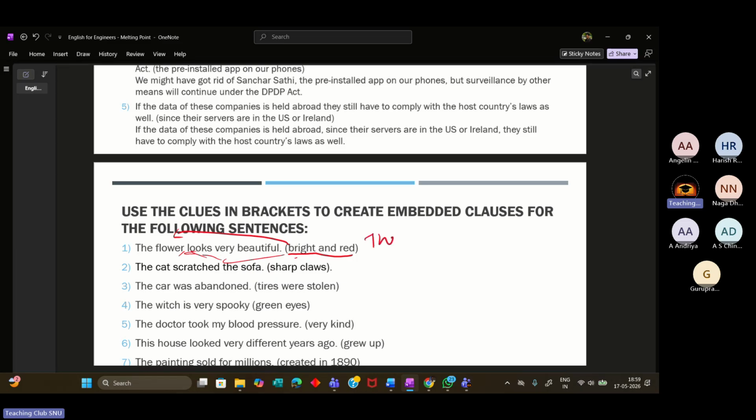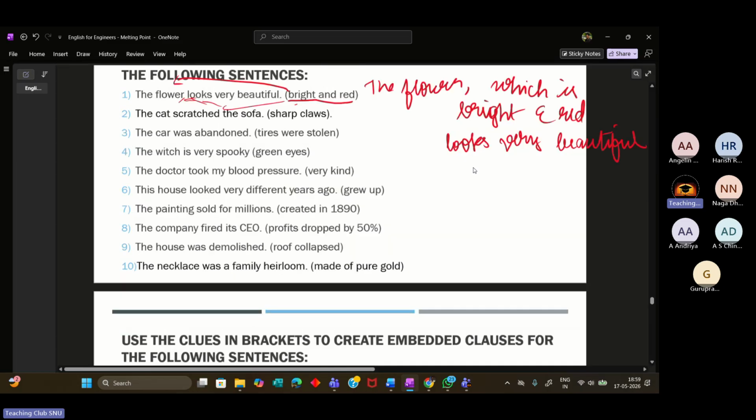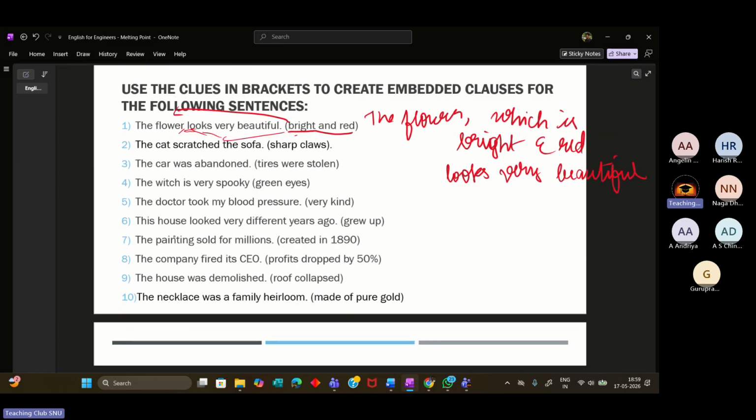So what we do: the flower, which is bright and red, looks very beautiful. That's it. Nothing else. Very simple. Okay, and that's it.